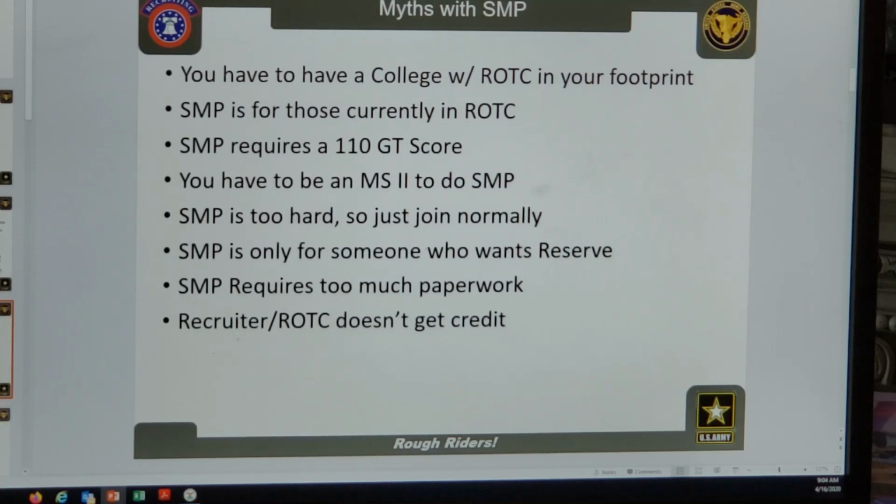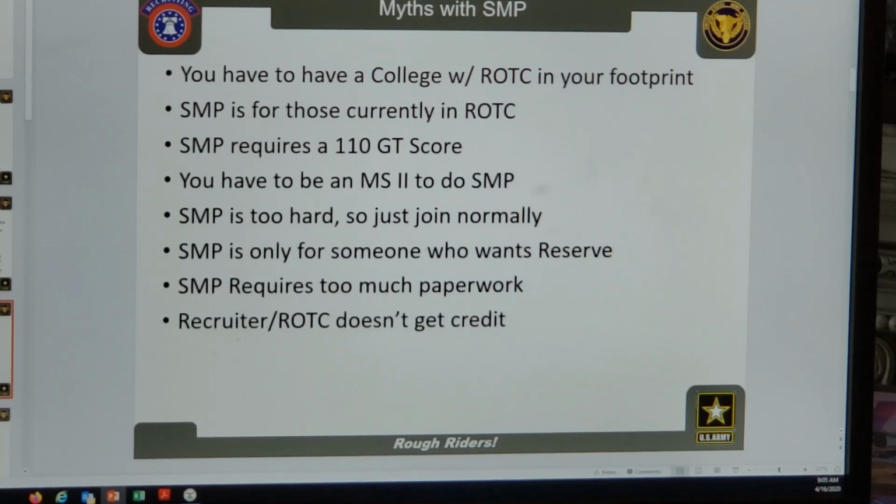So yeah, it has nothing to do with having a college within your footprint when dealing with SMP. We'll get into that more later, but that's generally the first myth. Right off the bat, when I'm talking to recruiters, I ask, what's up with SMP? And they say, Sergeant, I don't have a college in my area. You don't have to have a college in your footprint to work SMP applicants.